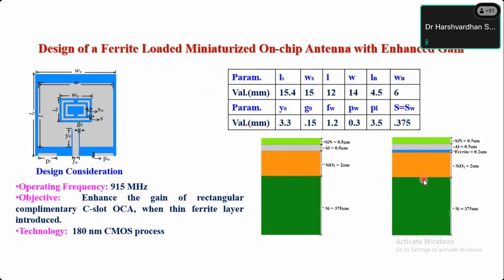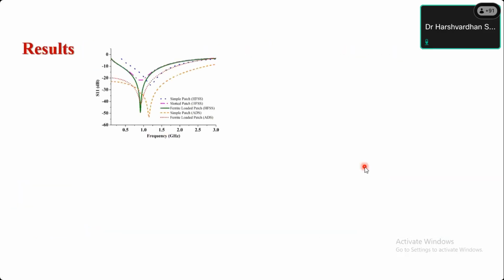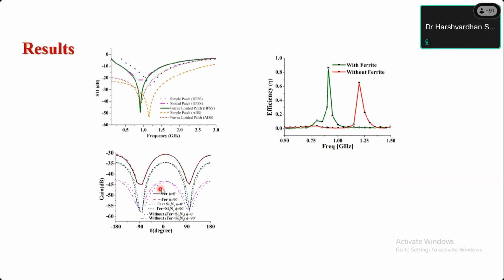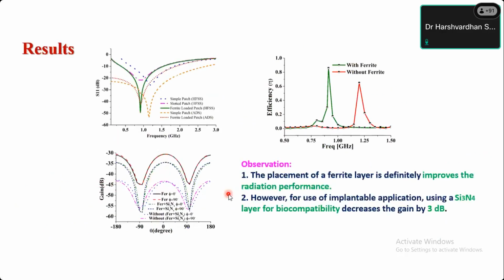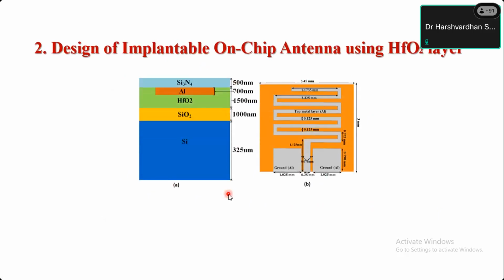Unlike silicon and SiO2, it does not allow the EM wave to go inside the silicon substrate. So in the result you can see quite a high gain improvement. Earlier it was minus 45, now it is minus 30, so almost 15 dB gain enhancement after putting that film. Another thin film we have kept between the aluminum and SiO2. You can see that is hafnium dioxide. Again, this is a film with very high resistivity, so it again helps us to improve the gain.